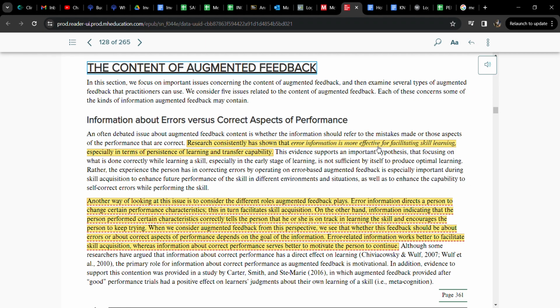So you want to give both that error information, which we know is very effective, but we also want to give some of this facilitative information that motivates them. So correct performance information motivates a person. Error detection and error-related information works better to facilitate skill acquisition. So make sure you break those two components down. Augmented feedback doesn't always just have to be about errors.